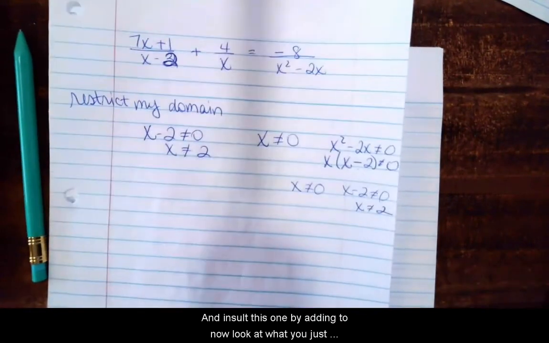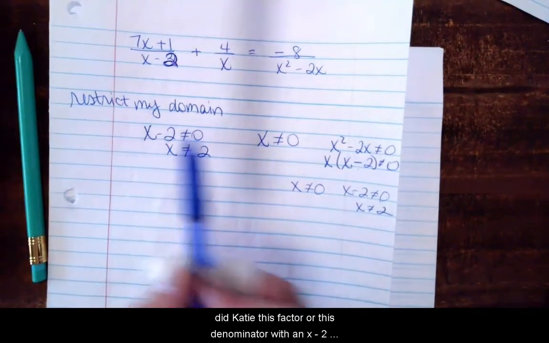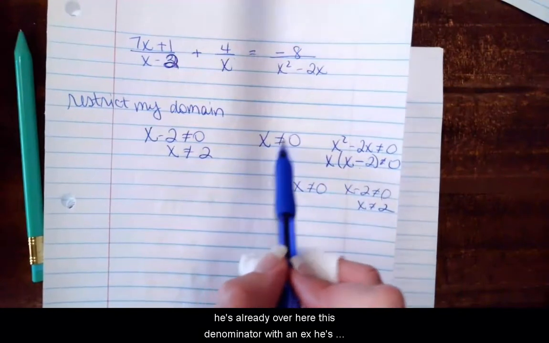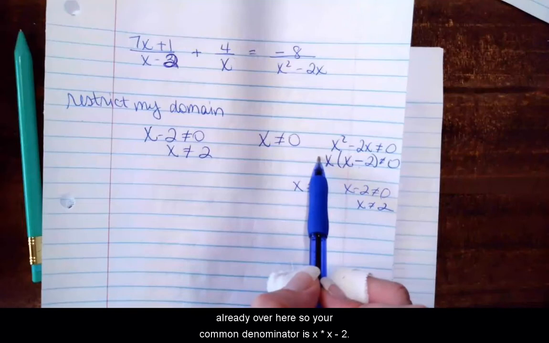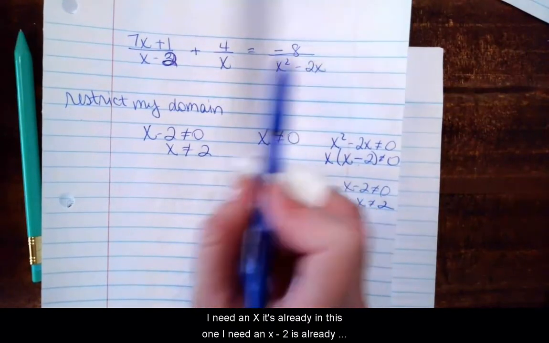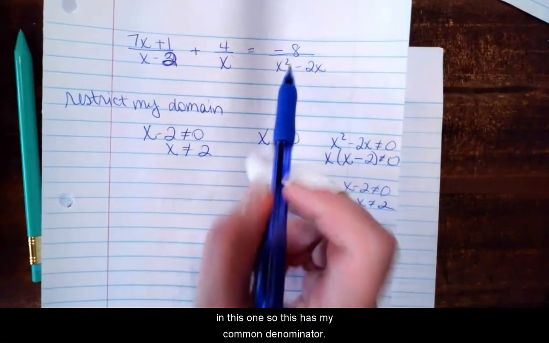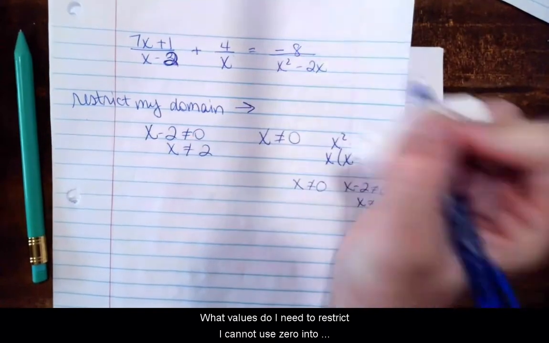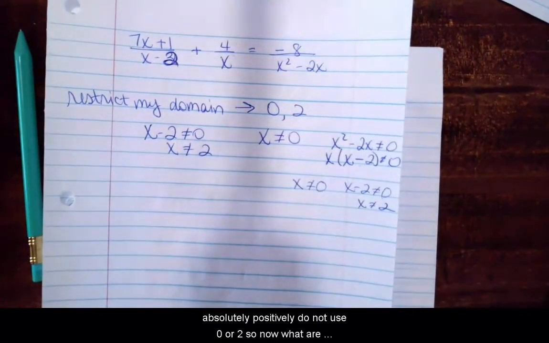Now look at what you just did. This factor or this denominator was an x minus 2. He's already over here. This denominator was an x. He's already over here. So your common denominator is x times x minus 2. I need an x, it's already in this one. I need an x minus 2, it's already in this one. So this has my common denominator. Now, what values do I need to restrict? I cannot use 0 and 2. Absolutely, positively, do not use 0 or 2.